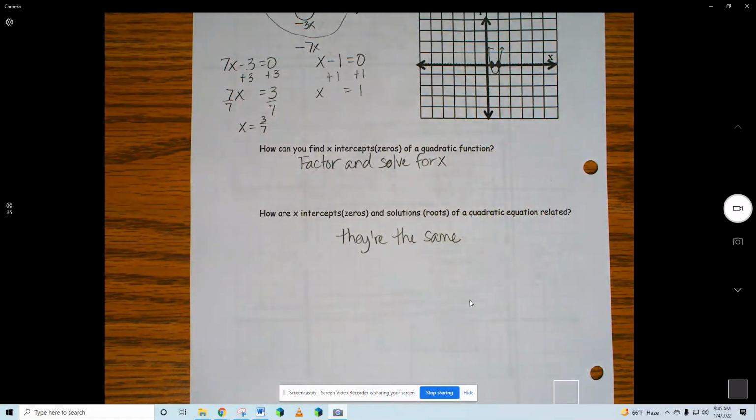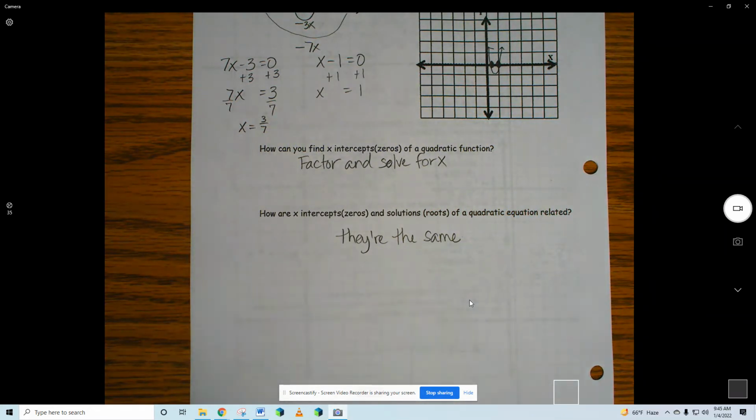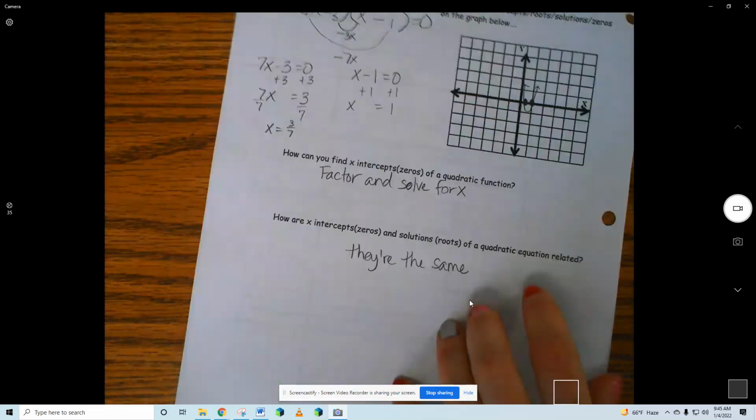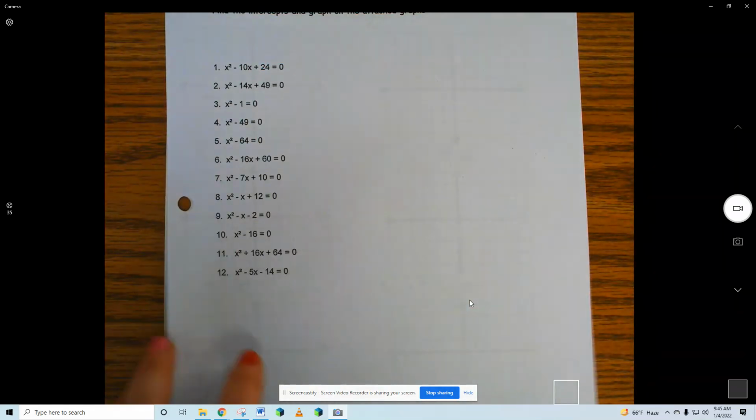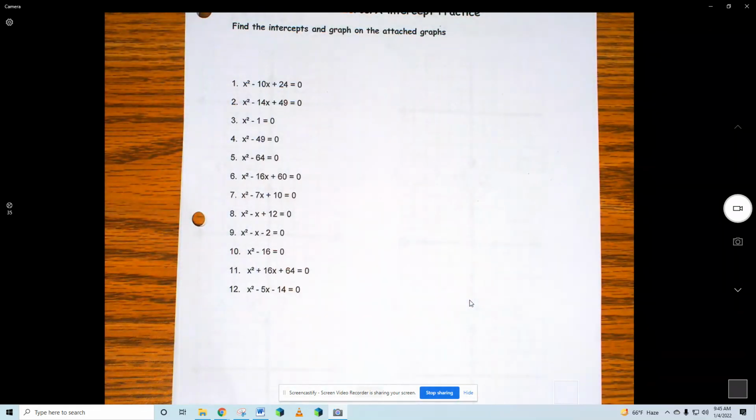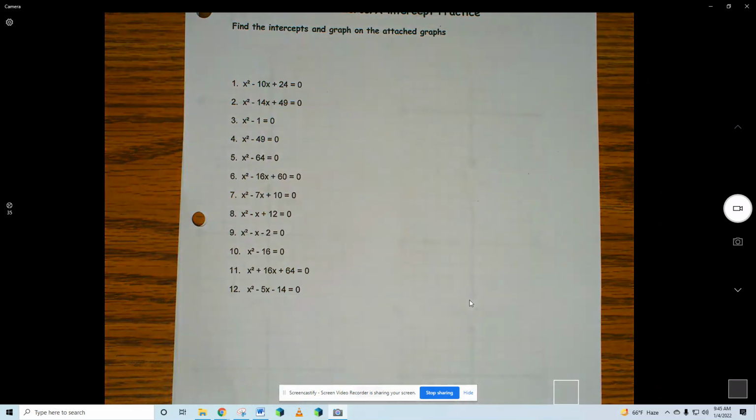So let's look at one for homework. Your homework is going to be the next pages. You're going to have to factor all these. Look at this list. I gave you easy ones. I didn't even give you any number in the front, an A. You know what A would be like, 2x squared or 3x squared.